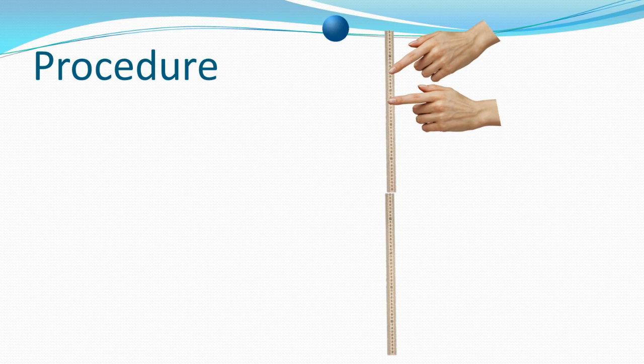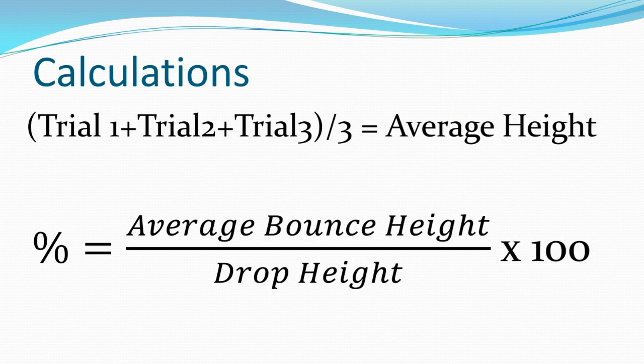Each time you do it, you're going to find a possibly different height, and you're going to end up taking the average of those 3 heights. Repeat this process for each of the 5 different heights that you've selected. After that, you're going to add up your 3 trials at each height, so the 3 bounce heights, divide by 3 to get the average bounce height.